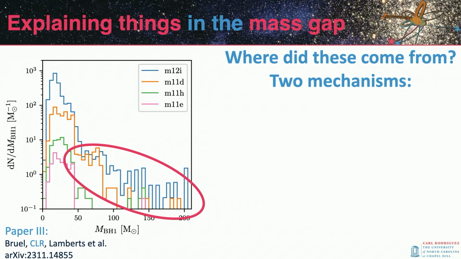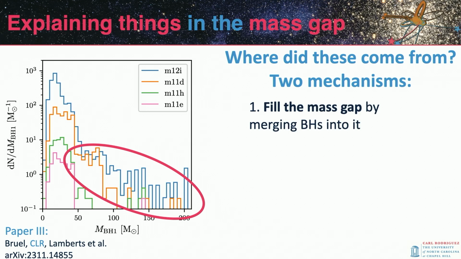If I want to fill the mass gap, there's really two different ways I can do this. The first is I merge black holes hierarchically into it. Those of you that have seen me give talks before have heard me raving about this for 5 years. Or we can change the mass gap, either by changing stellar evolution or by changing the input stars themselves. I'm going to start briefly by talking about hierarchical assembly.